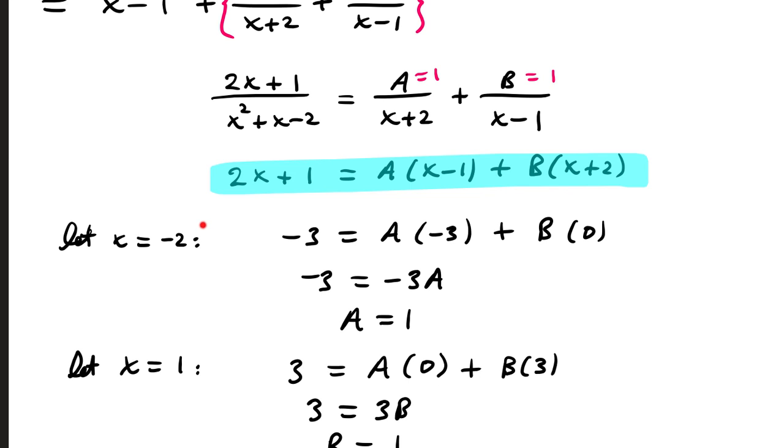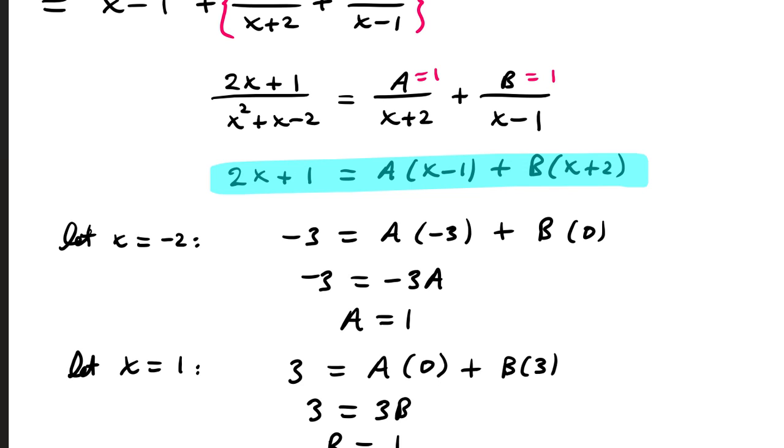I'm going to let x be negative 2. Subbing into the highlighted equation, negative 2 will zero out your b's. So that leaves negative 3a equals negative 3, so a equals 1. Letting x equal positive 1 will zero out your a group. 3 equals 3b. And again, that's from substituting in the highlighted equation, replacing all the x's with a 1. Solving for b, you also get 1.